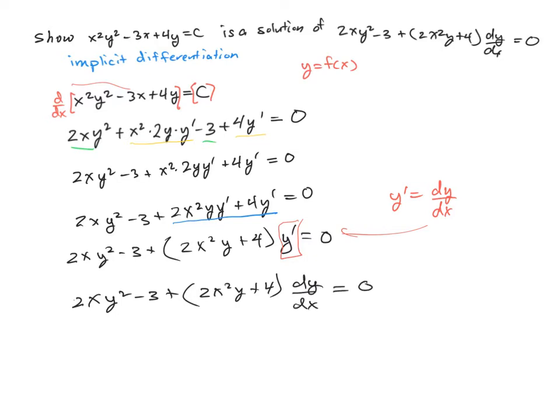And you notice that is the exact same differential equation as we wanted to prove up here in the statement of our problem. So we've shown by implicit differentiation that the derivative of this equation here is equivalent to that differential equation. And our problem is finished.